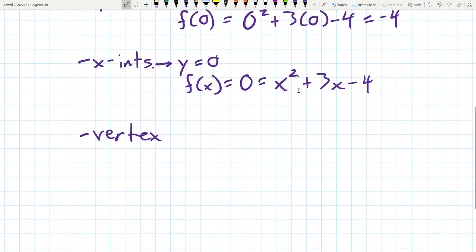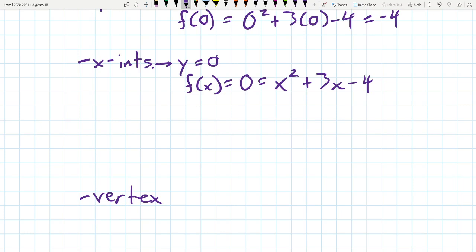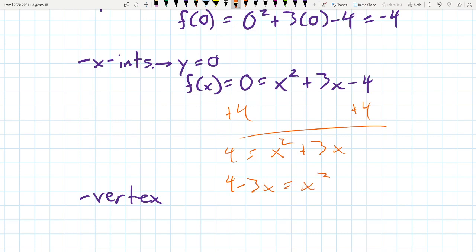Okay, so this equation right now is actually not easy to solve the way it's written. I can't isolate the x like I would normally want to, or normally be able to, right? So let's pretend maybe I add 4 to both sides. So I'll add 4, and then I'll get 4 is equal to x squared plus 3x.